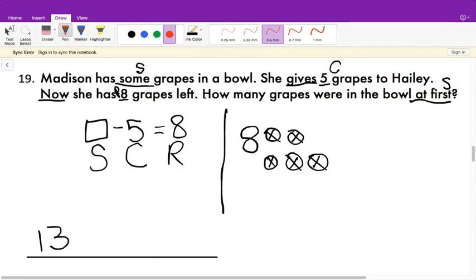So now I'm going to look for my label. I'm going to my question and seeing what comes after the words how many. And this problem says how many grapes were in the bowl at first. So I'm going to write 13 grapes. Okay. And now I'm ready to go on to number 20. All right, let's go on.